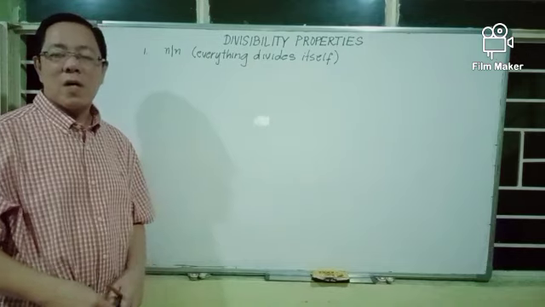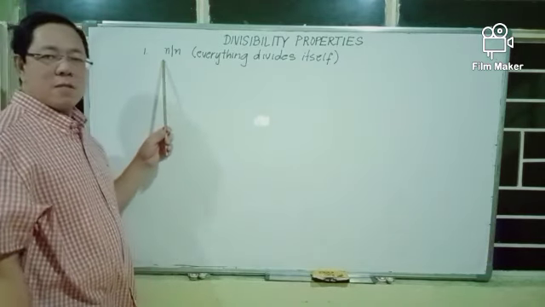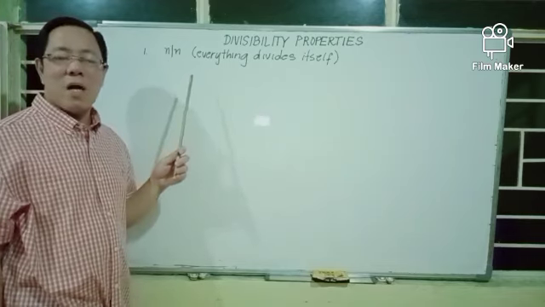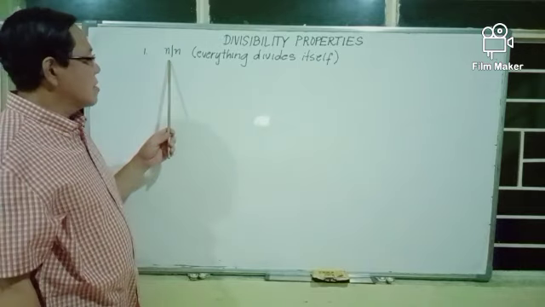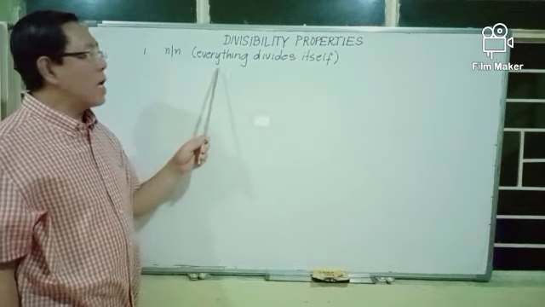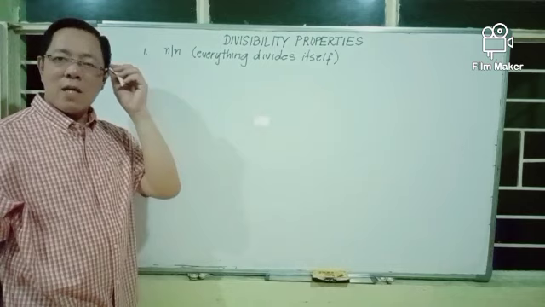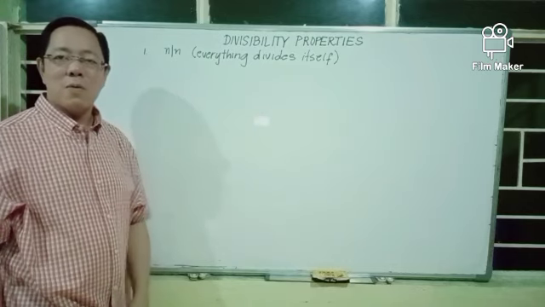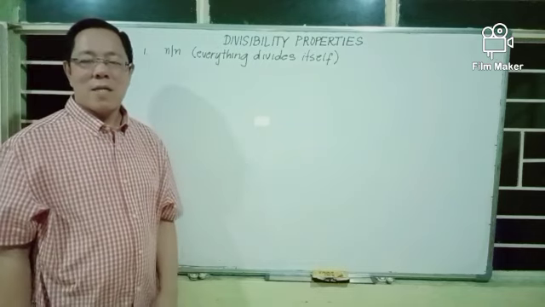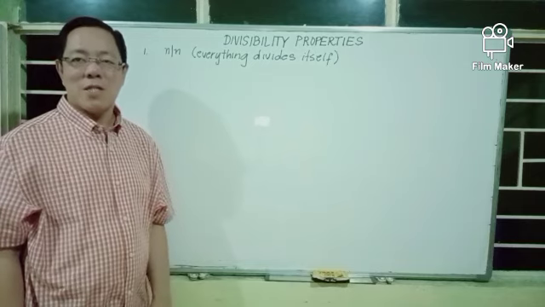The first of the elementary divisibility properties states that n divides n, where n here is understood to be an integer. This property means that everything divides itself. Every integer divides itself, and later on you will see that 0 divides 0. That is, the only integer that divides 0 is itself.